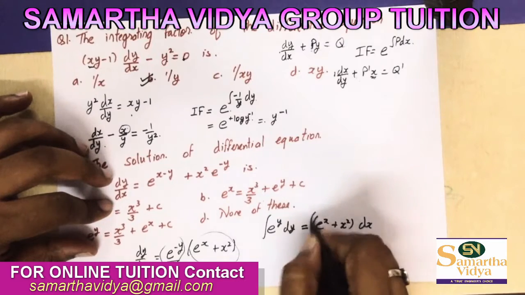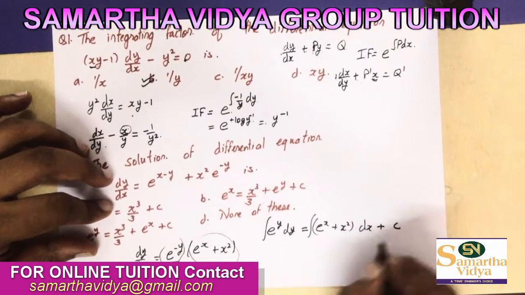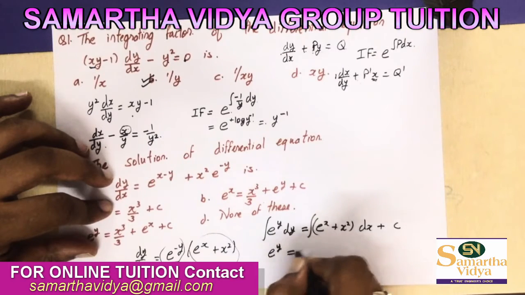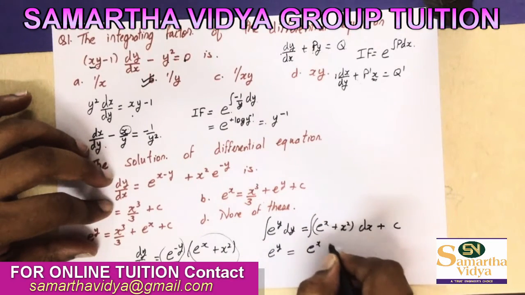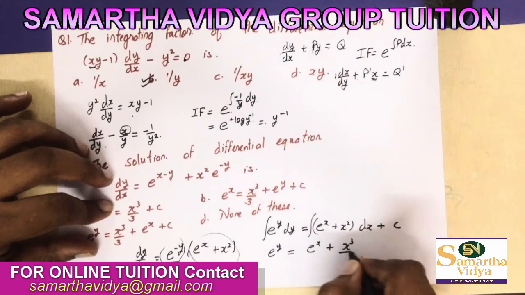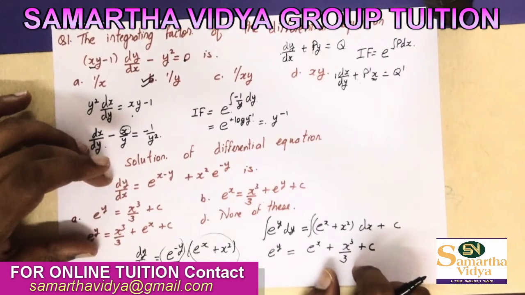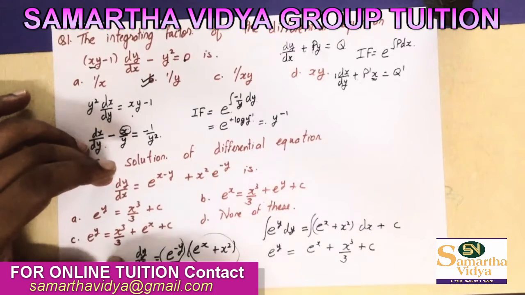So now we need to just simply integrate and add a c. So e raised to y integration is e raised to y. This becomes e raised to x. This is x cubed by 3 and plus c. So you can see that the option is nothing but option C.